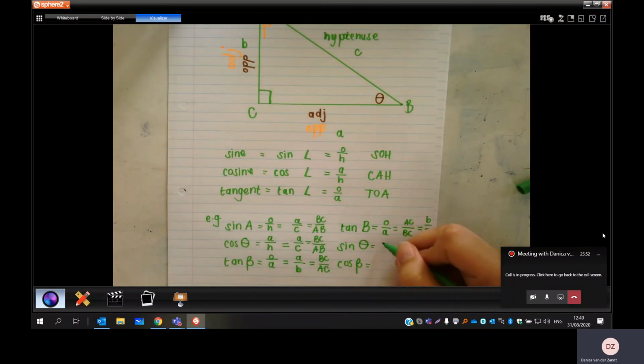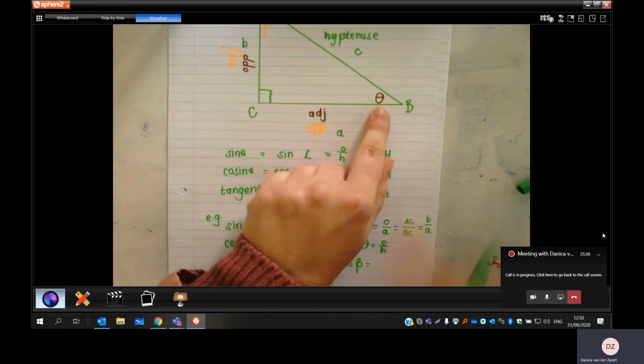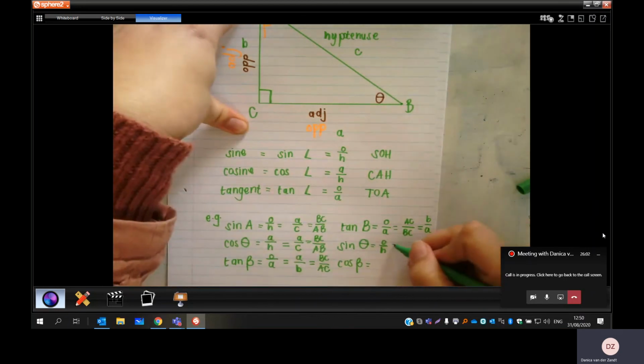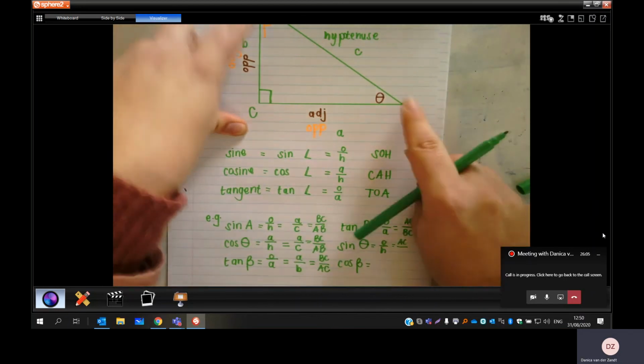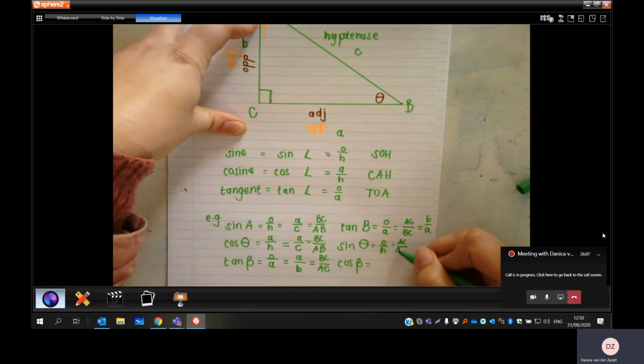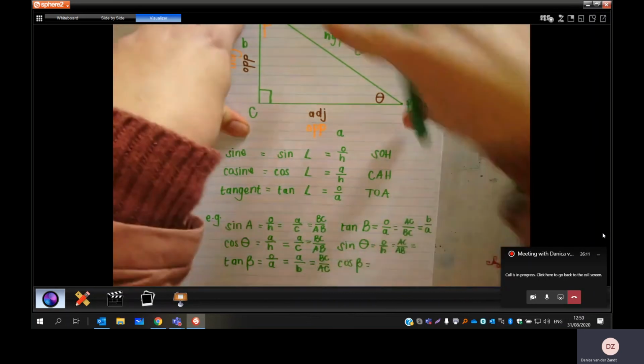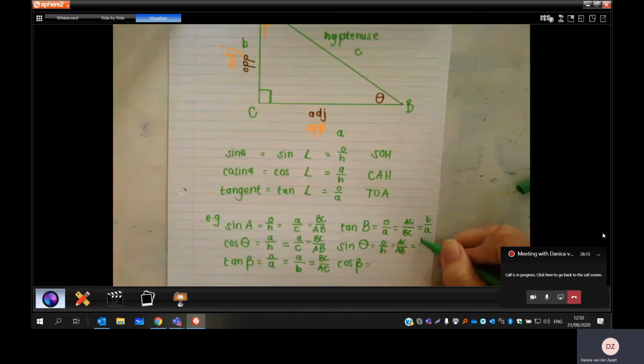Sine, we know, is opposite over hypotenuse. So opposite of theta, there's my reference, is AC over hypotenuse, AB. If I wanted to use the little letters, it would be B over little c.